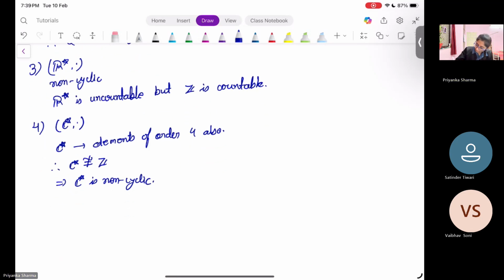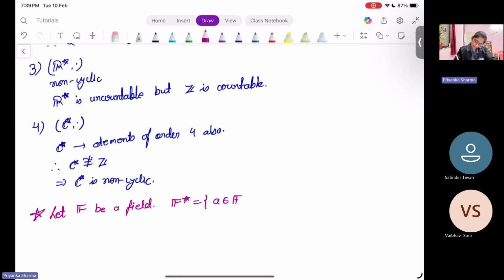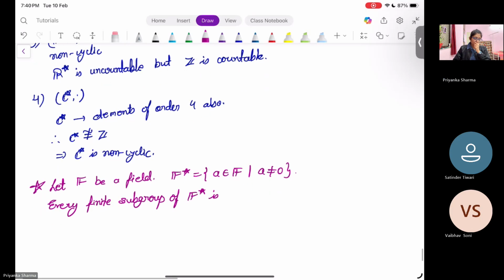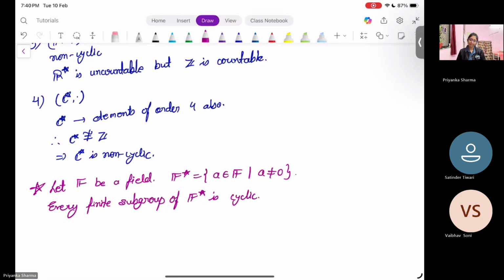Okay, one thing, actually, there is a beautiful result. So, if you have, do you know what is a field? Yes, ma'am. Okay, so let F be a field. So if F is a field, then all the elements other than the additive identity will be invertible, will have a multiplicative inverse. That is this F star. This is the collection of a belongs to F such that a is non-zero. So every finite subgroup of F star is cyclic. Okay.